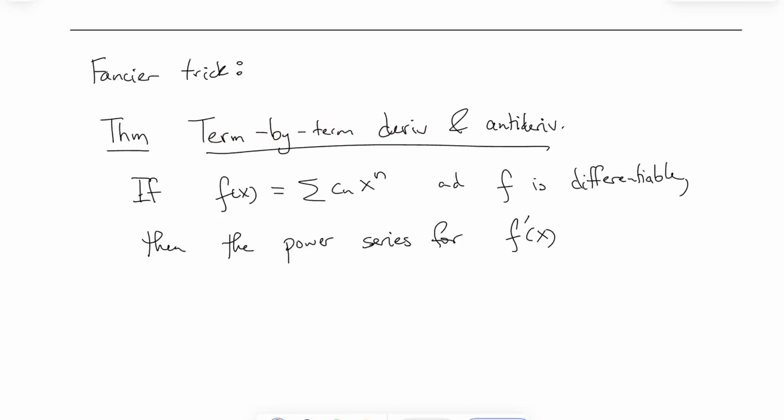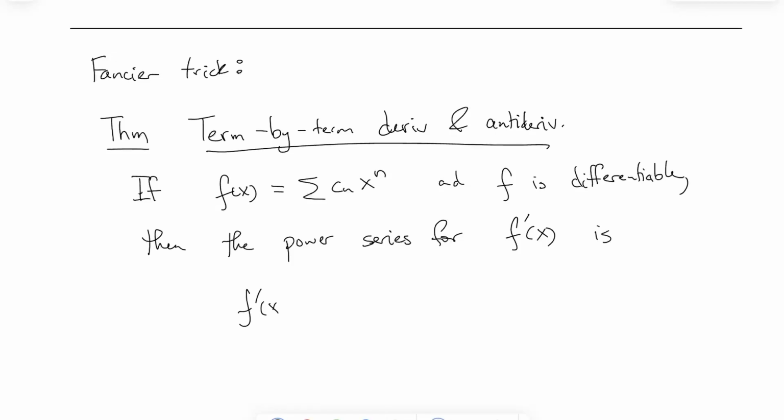So the statement is that the power series for f prime of x is, you ready for this? The term by term derivative. You can just take this series, and inside the series, you take the derivative of each term. The derivative of x to the n, of course, is n times x to the n minus 1. That's how we do the derivative of x to the n.